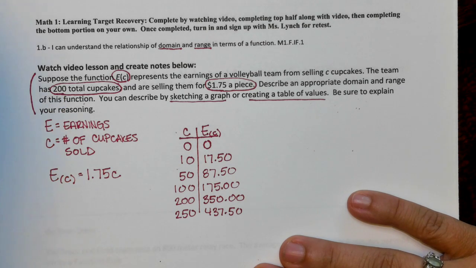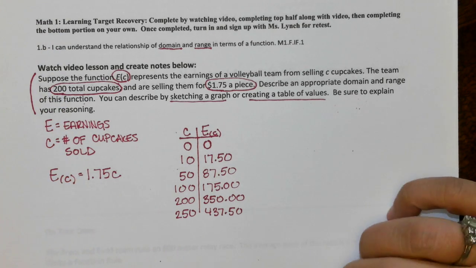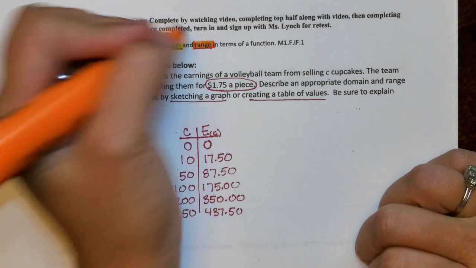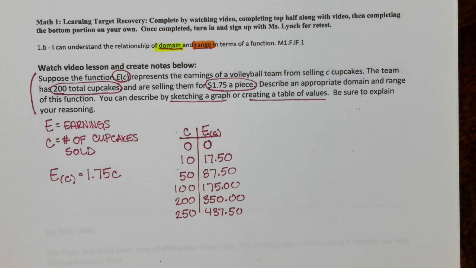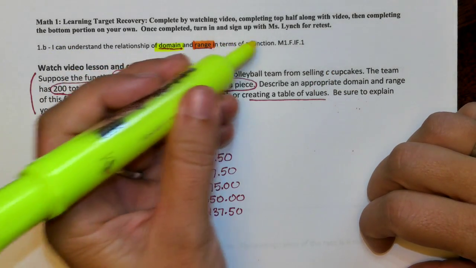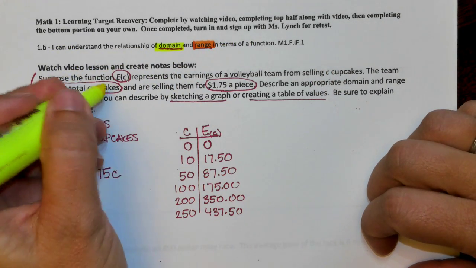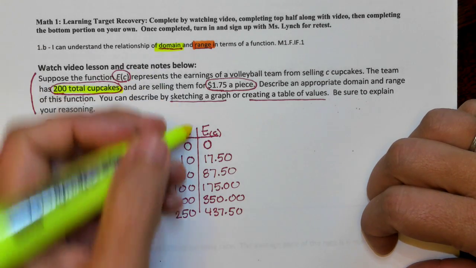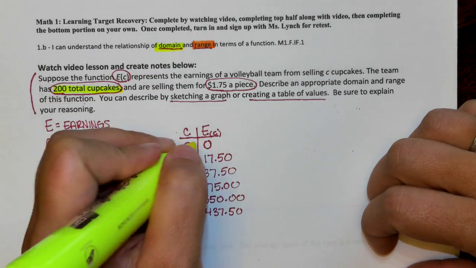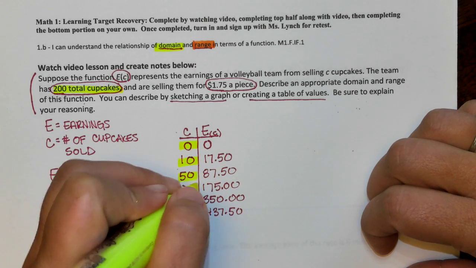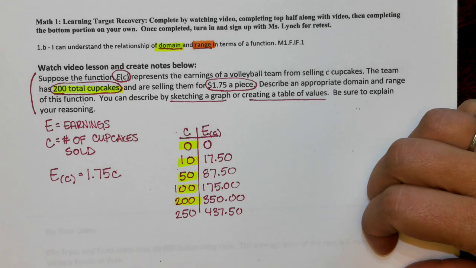Okay, so if we go back to domain, I'm going to highlight that in yellow, and I'm going to highlight my range in orange. And if I were to say to you, what's my reasonable domain in terms of the function, this function is talking about that we only have 200 total cupcakes. So our reasonable domain starts at 0 and ends at 200. All of those are reasonable domains, okay?